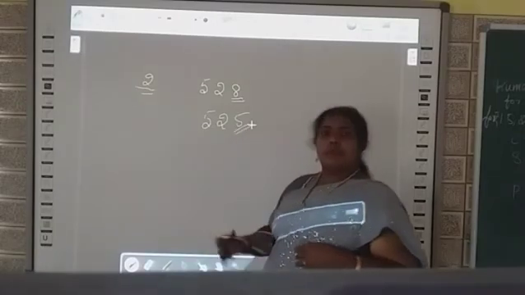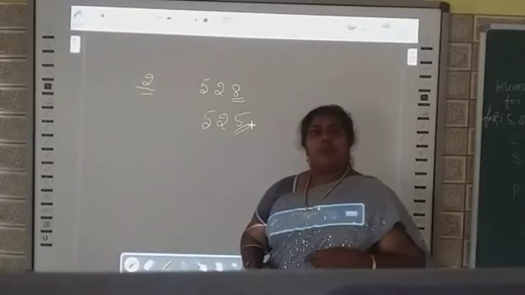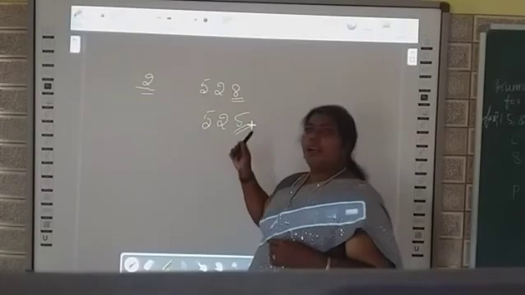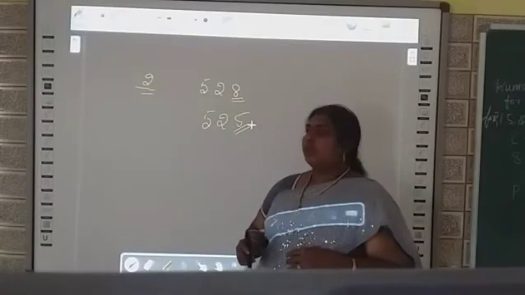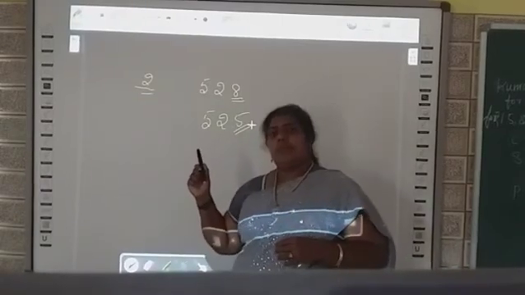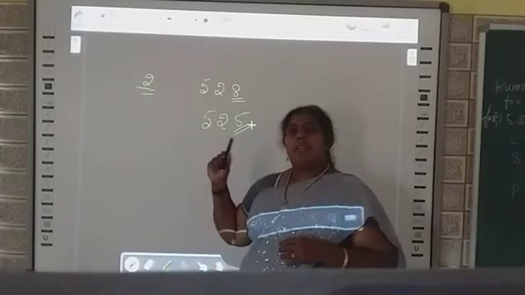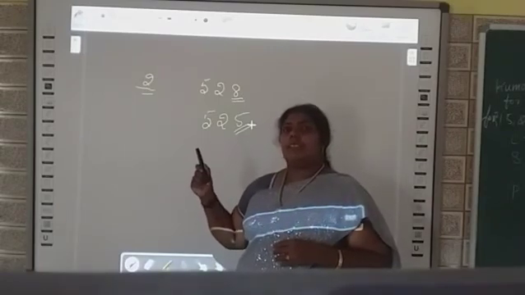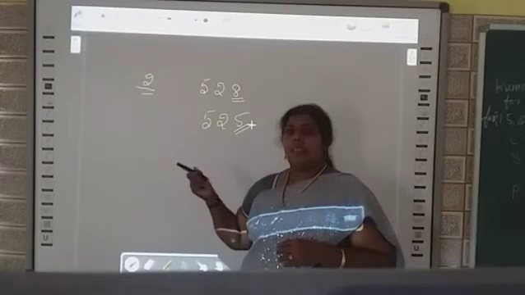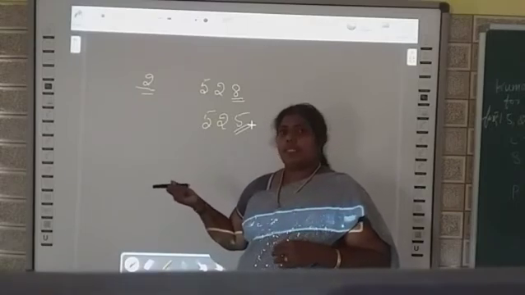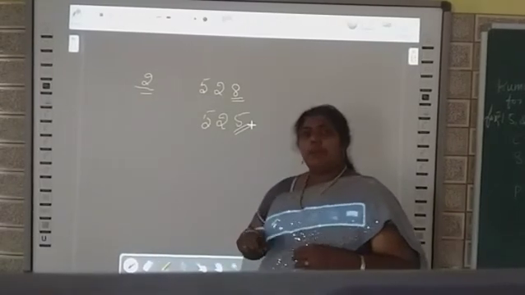This number, is it possible to divide it by 2? No, we cannot divide because this is an odd number, isn't it? So divisible by 2 means the rule is the last digit is 0 or an even number, isn't it? Yes. Then divisible by 3.